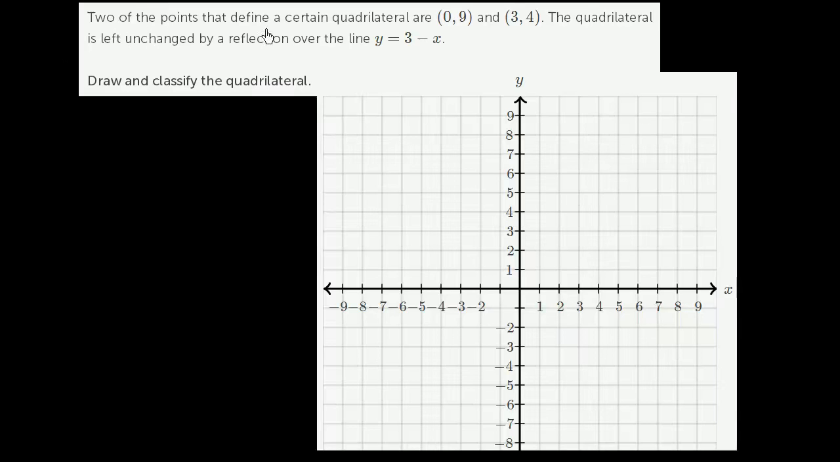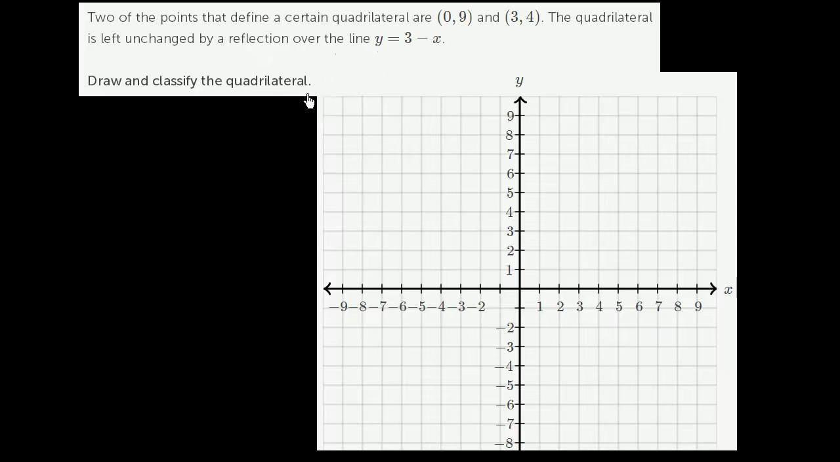Two of the points that define a certain quadrilateral are (0, 9) and (3, 4). The quadrilateral is left unchanged by a reflection over the line y = 3 - x. Draw and classify the quadrilateral.